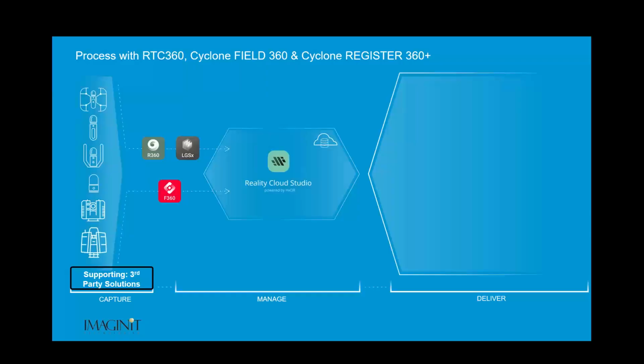So I can follow my standard workflow: register or get everything scanned in the field, bring it onto my computer into Register 360, do any of my cleanup and registration in Register 360, produce an LGSX file, and then with that LGSX file, I can upload that into Reality Cloud Studio. And there's a couple of different ways we can do that.